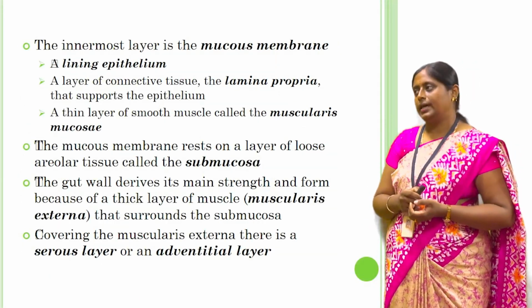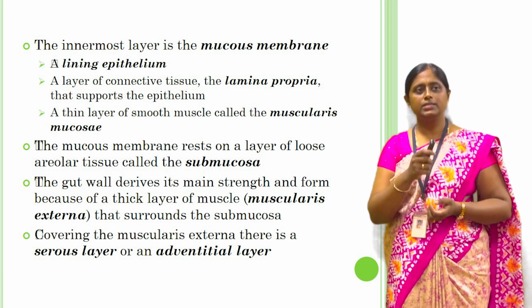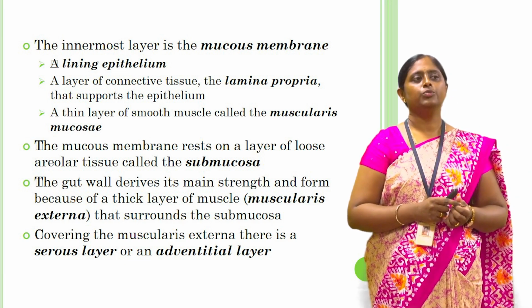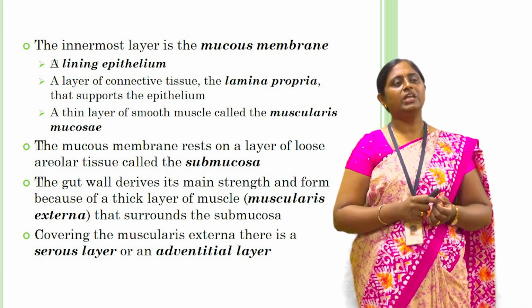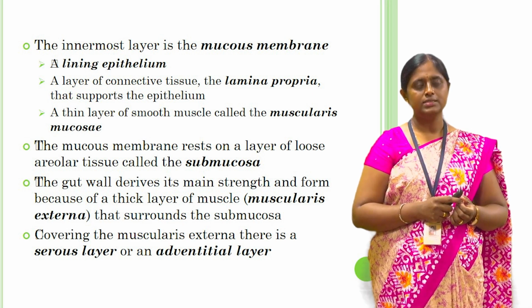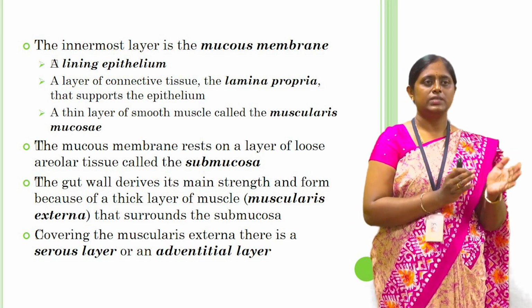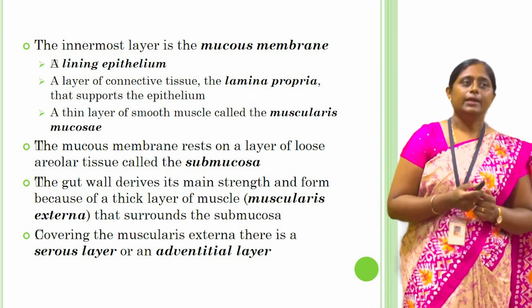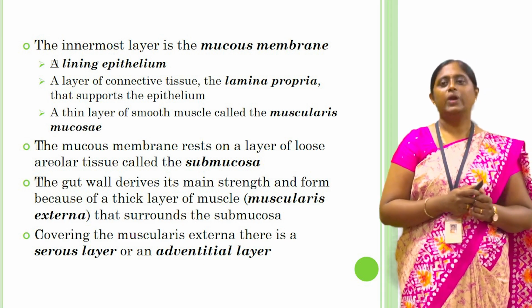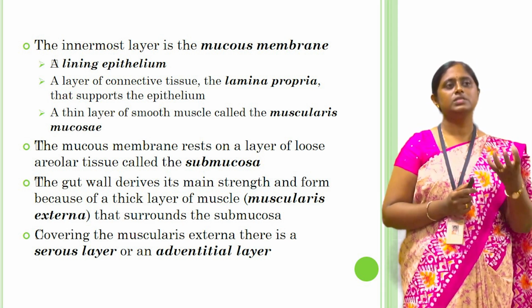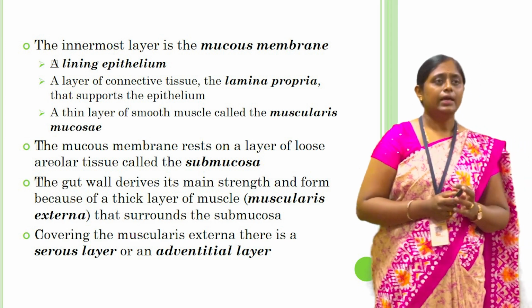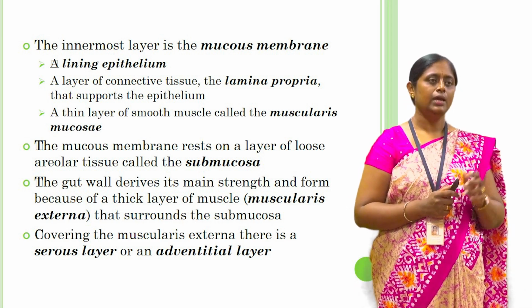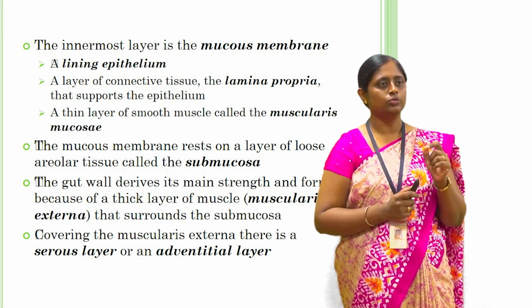So the innermost lining, we call the mucosa membrane. It is divided into the lining epithelium, lamina propria, and the muscularis mucosae. The lining epithelium is mainly made up of columnar epithelial cells, which act as the secretory cells. The lamina propria is mainly made up of connective tissue, which gives support for the epithelium. And then comes the last layer of the mucosa membrane, the muscularis mucosae. It is made up of a thin layer of smooth muscles.